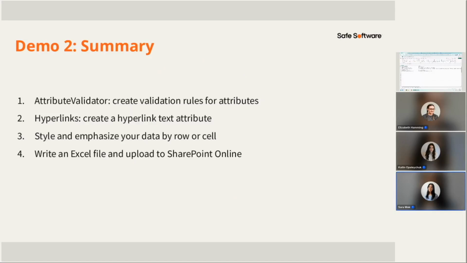So just to summarize what we just saw, we used an attribute validator to create validation rules and QAR attributes. We created hyperlinks for business name attributes using a URL attribute. We styled our spreadsheet based on status and the number of employees. And we uploaded our Excel file up to SharePoint Online at the end of all this.